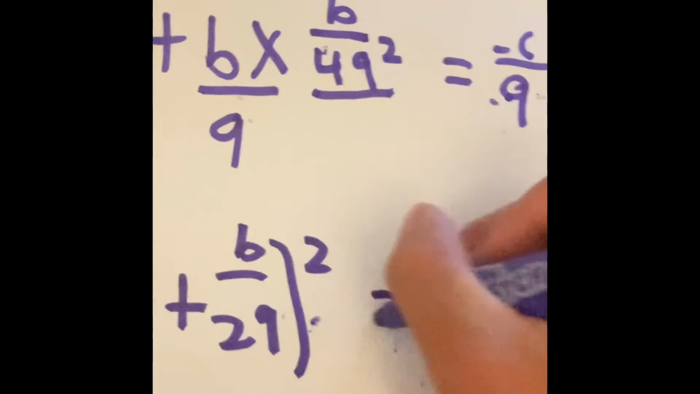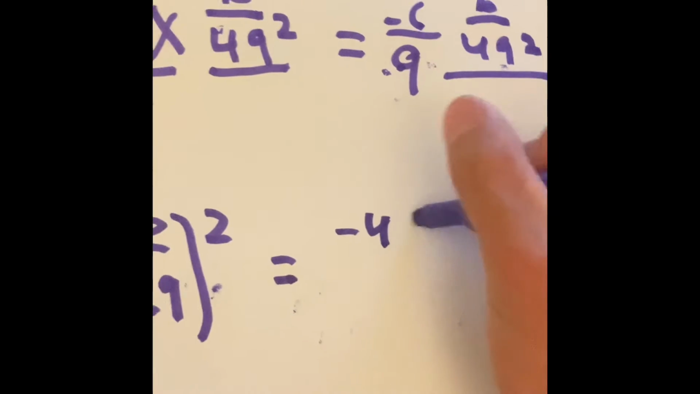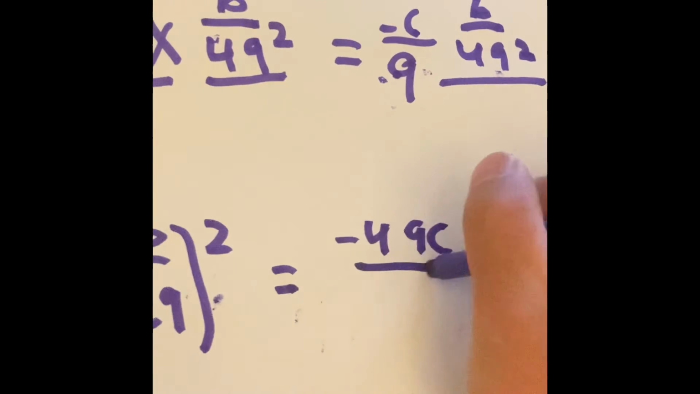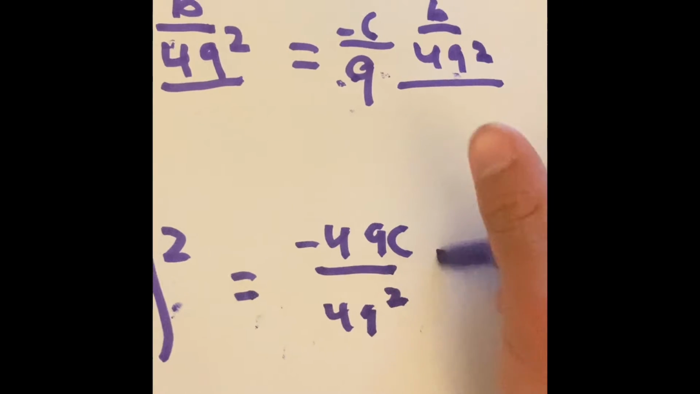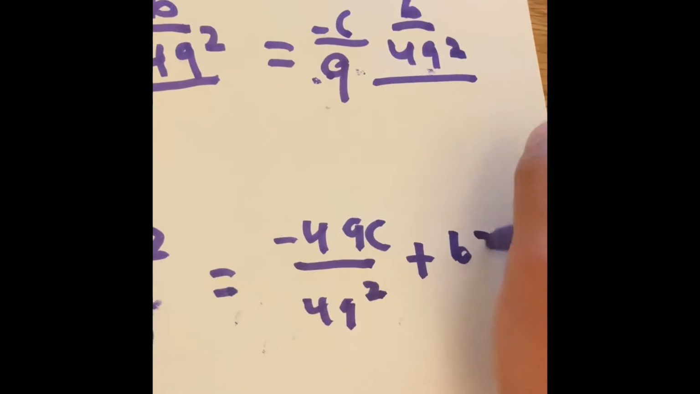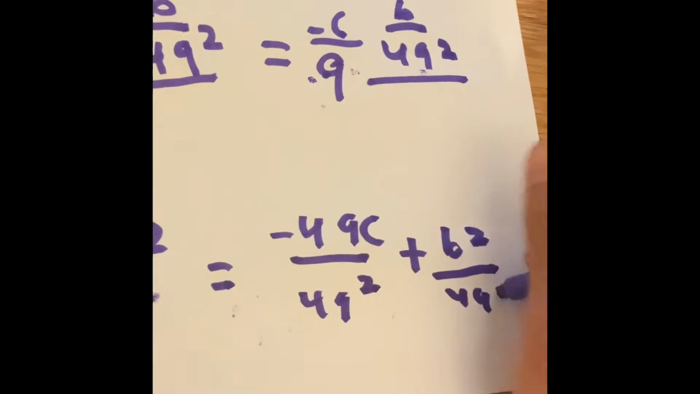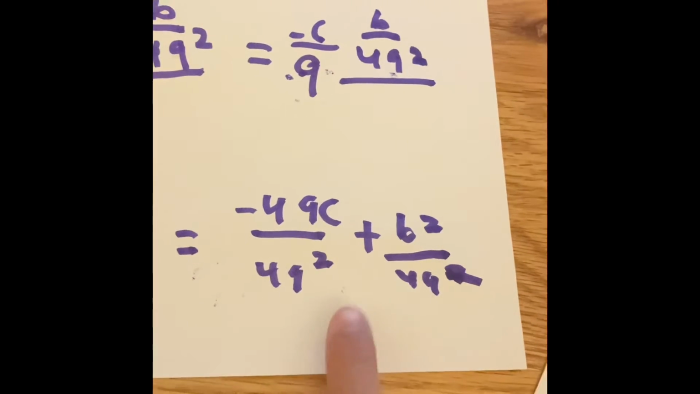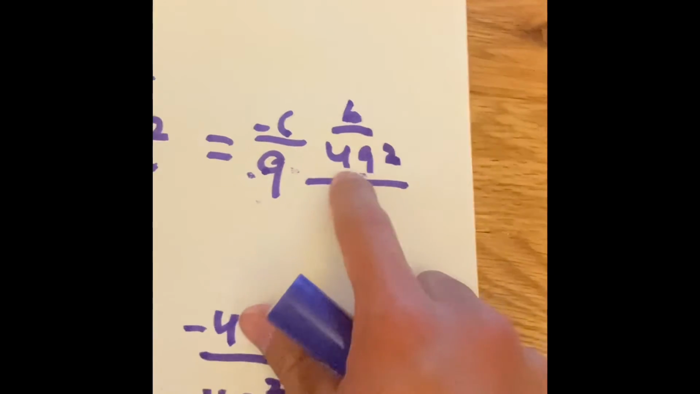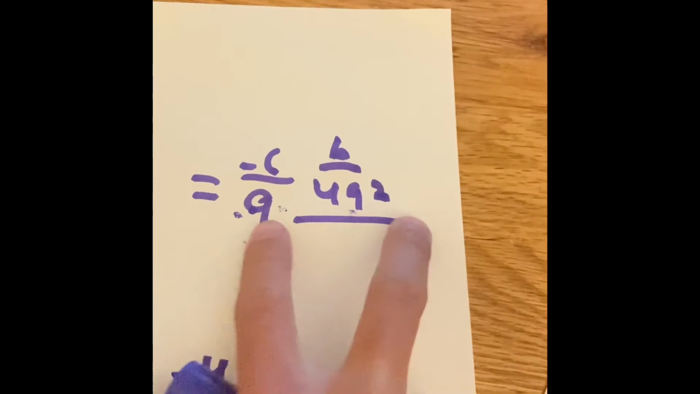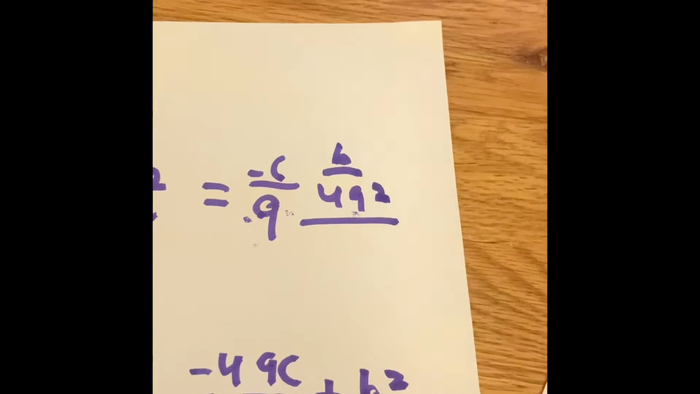And that is going to equal negative 4ac, divide that by 4a squared, plus b squared, divide that by 4a squared. We got that because with negative c divided by a and b squared divided by 4a squared, these two are not going to match up, and they're not going to add up equally.